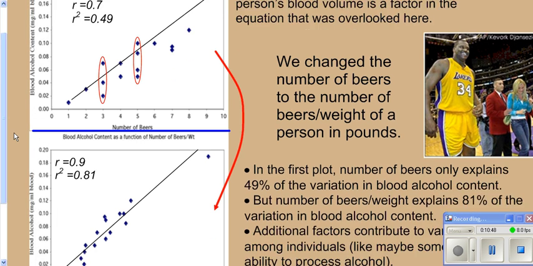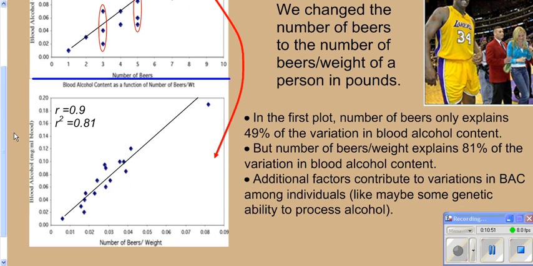Well, some of you might be thinking, well, maybe it makes a difference in the person's size, meaning their weight. Well, if you look at the number of beers compared to the weight and then plot those, you get a much higher r and a higher r squared. So we would say 81% of the variability in your blood alcohol level is based on the number of beers per weight, which means there's also something else going on that helps explain the other 19%, which could be natural tolerances or other things.